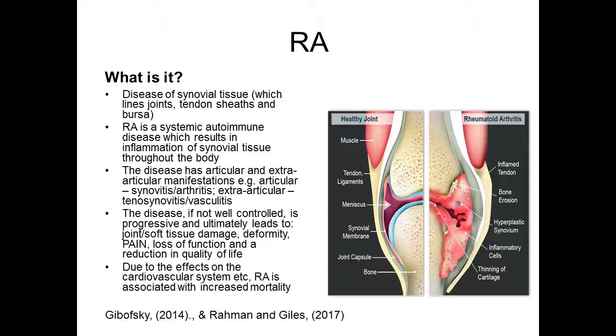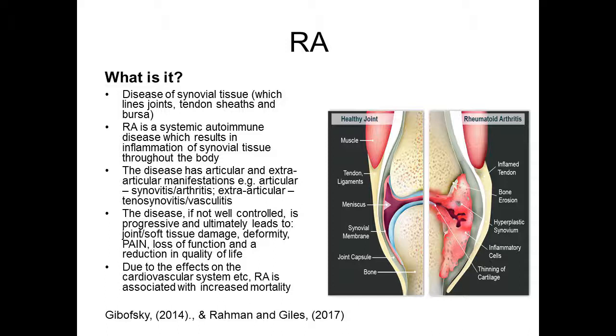We've said it has articular and extra-articular manifestations, which we're going to go on and look at in a lot more detail. The disease, if it's not well controlled, is progressive and ultimately leads to joint and soft tissue damage, deformity, pain, loss of function, and a reduction in quality of life. It has significant impact on quality of life if it is not well managed. Historically it wasn't, but now, thanks to modern medicine and new options in terms of pharmacology, which we'll look at, management of this condition is now thankfully a lot better.